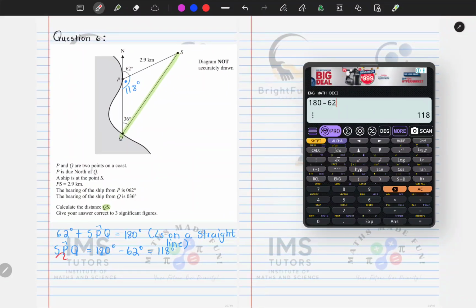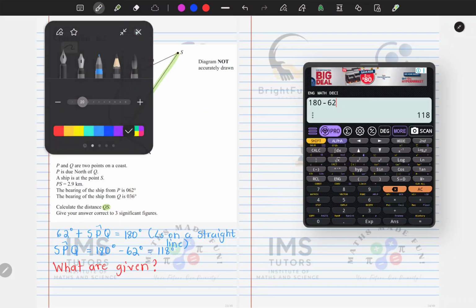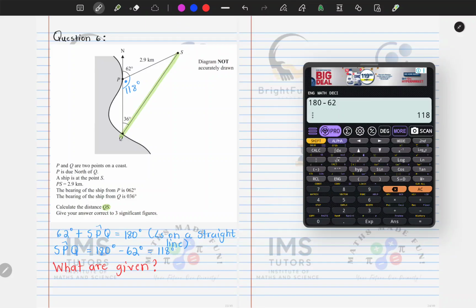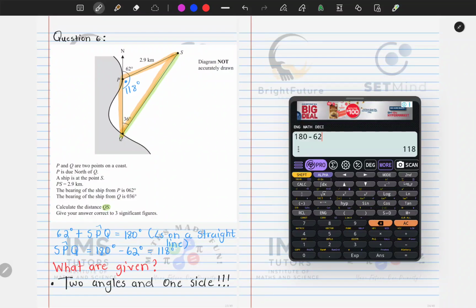And then now we need to go back to the most important question, which is, what are we given? If you observe carefully, we are in respect to this triangle. So maybe let me make the orange triangle. That is the triangle we're looking at. If you observe carefully, what we have is two angles and one side. The side is the side PS, which is 2.9 kilometers. And if you remember carefully, this is what we require in order for us to be able to use the sine rule.